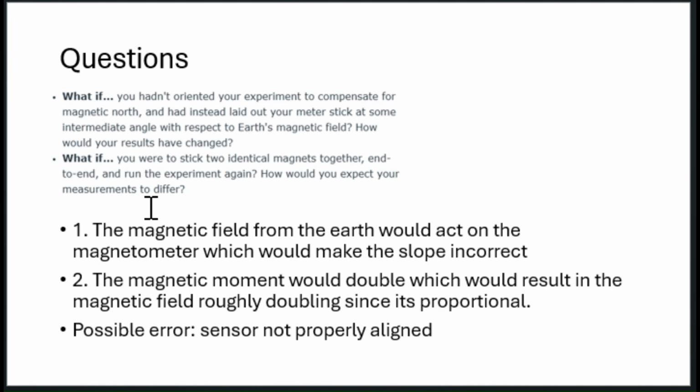And then, question 1: what if we hadn't oriented our experiment to compensate for the magnetic north and had instead laid out our meter stick at some intermediate angle with respect to Earth's magnetic field? The magnetic field from the Earth would act on the magnetometer, which would make the slope incorrect.